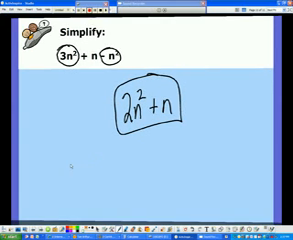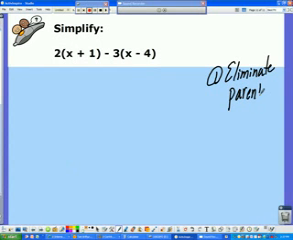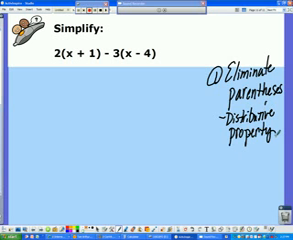The next one is a you try, so go ahead and pause the video. Oh, sorry. This one, the very first thing when we're simplifying these is you need to eliminate parentheses. So in this case, we're going to use the distributive property. If I distribute 2 to the x, I get 2x. Distributing it to the 1, I get 2 times 1, which is 2.